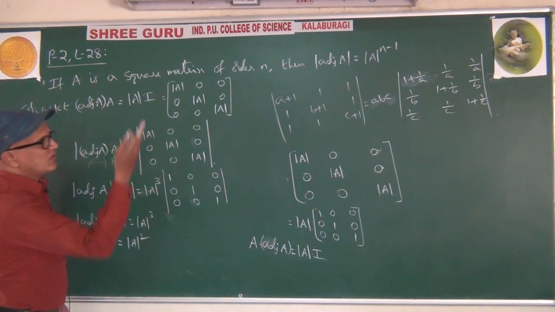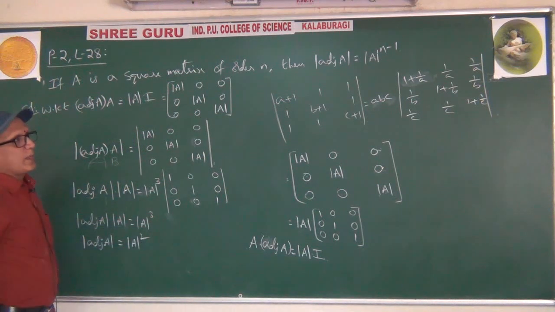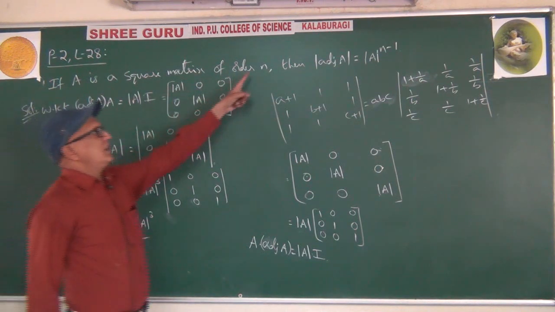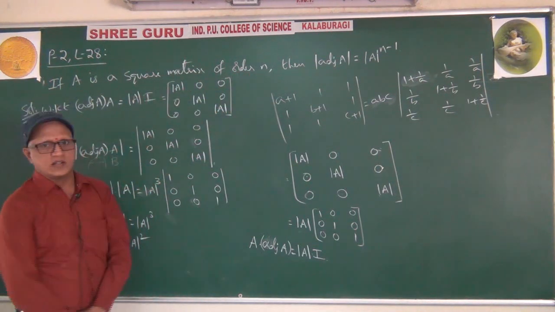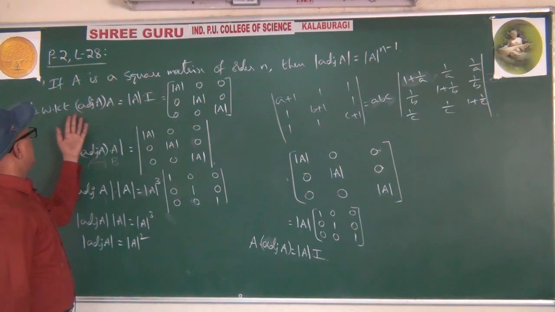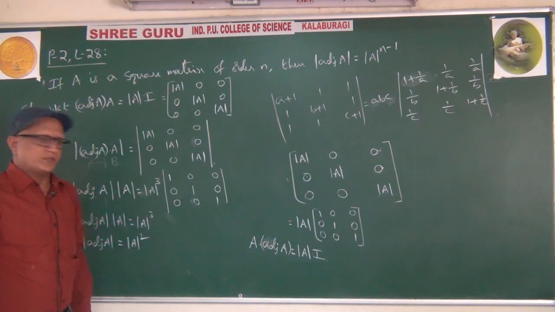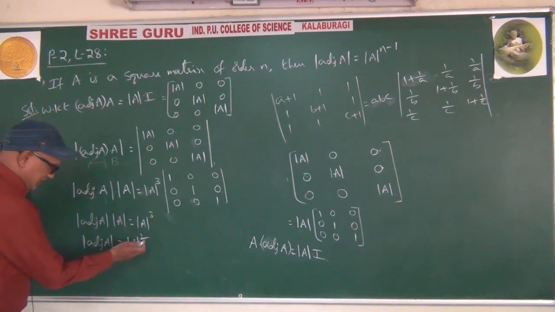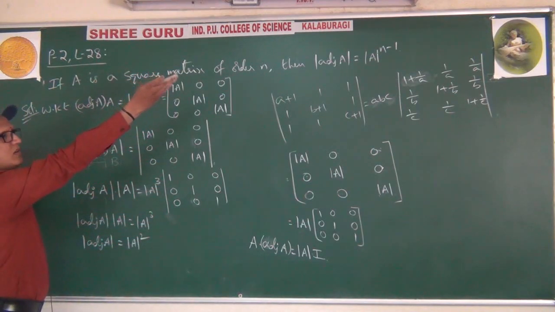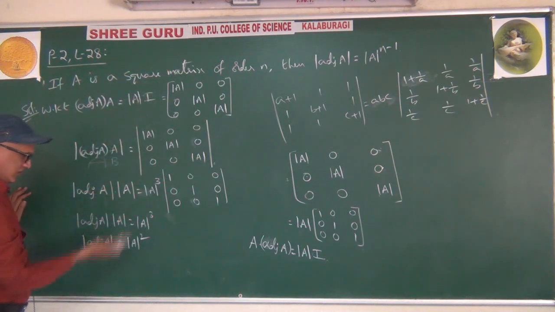But what is there, what we got? Determinant of adjoint A equals determinant A whole power n minus 1, where n is the order of the matrix. Here what we have taken, what is the order for this one? 3 by 3, it is 3. If n equals 3, 3 minus 1, 2, that's what we got.